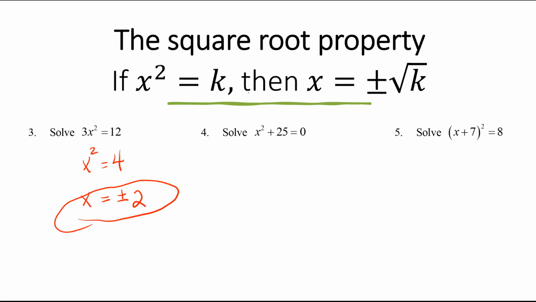Over here we've got x squared plus 25 equals 0. We can subtract 25 on both sides and we will get this. And now we can take the square root on both sides to get x by itself. So x equals plus or minus the square root of negative 25. And so x is going to be plus or minus 5i.